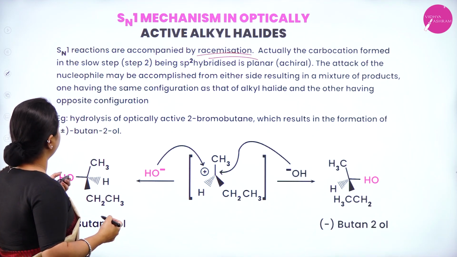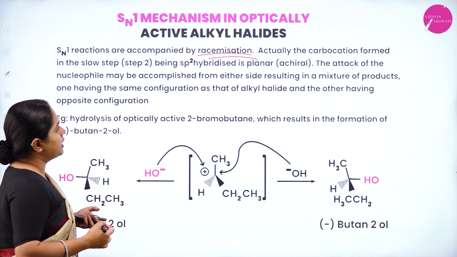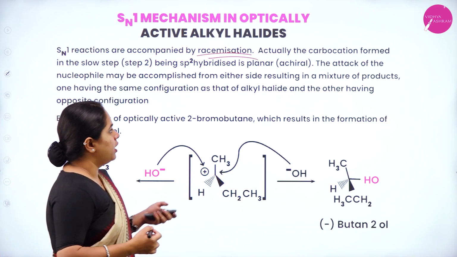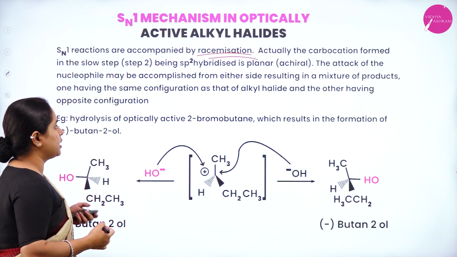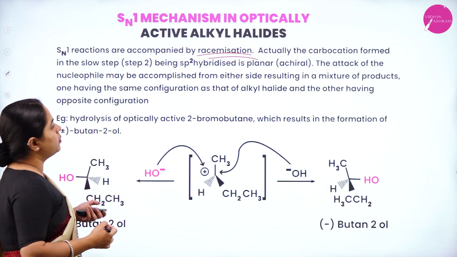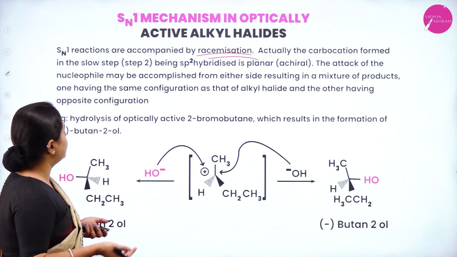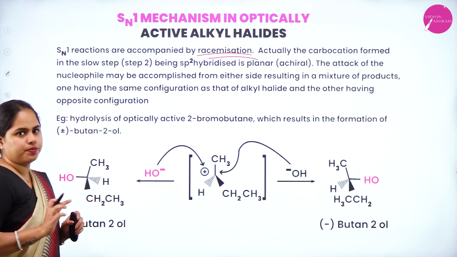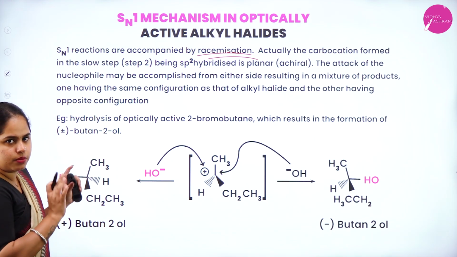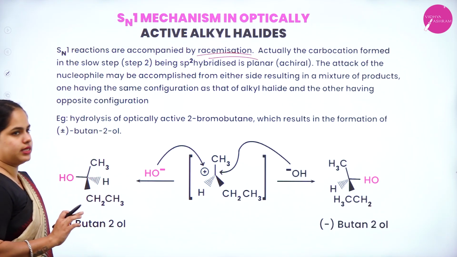Actually the carbocation formed in the slow step, being sp2 hybridized, is planar. The attack of the nucleophile may be accomplished from either side, resulting in a mixture of products, one having the same configuration as that of the alkyl halide and the other having the opposite configuration. So let us understand this paragraph by this example itself.